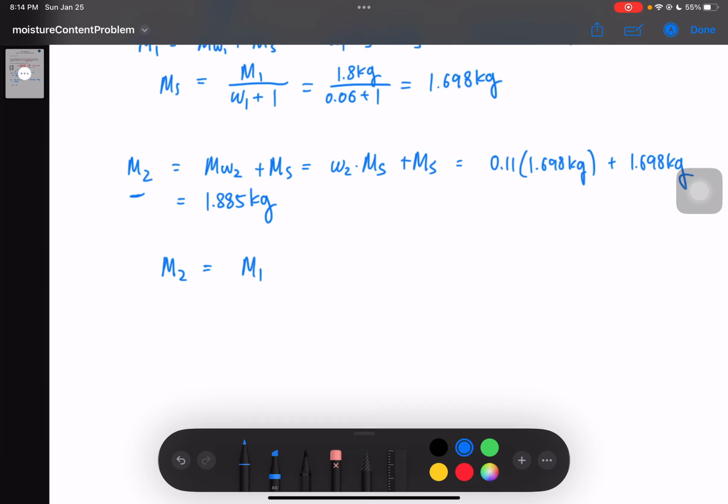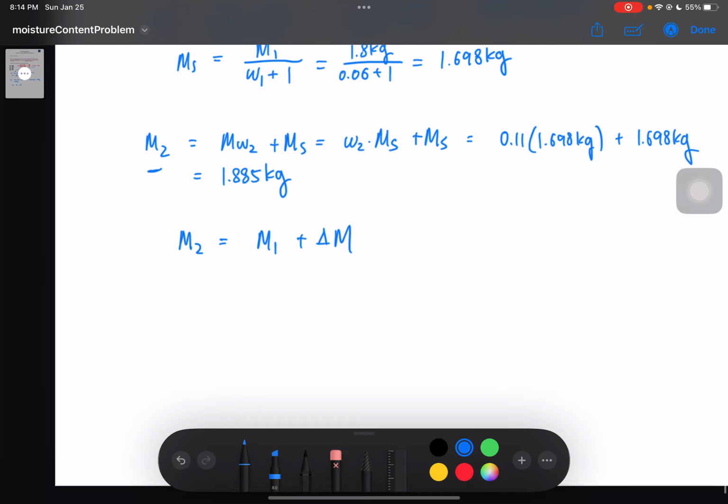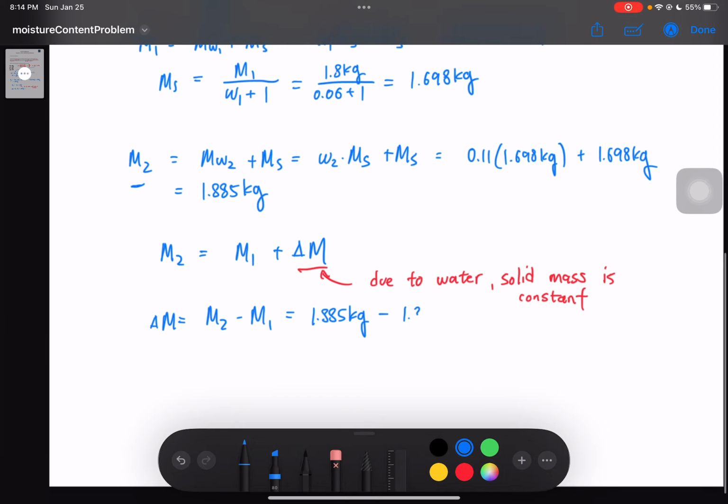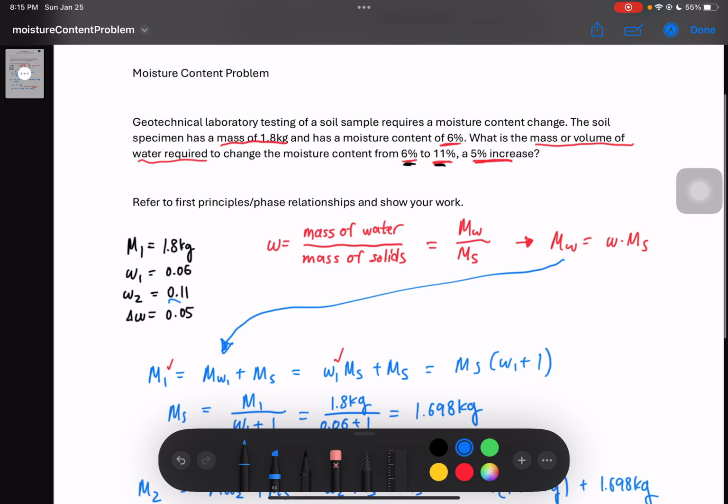So now that we have our final mass and our initial mass, we could say that the final mass is basically just the initial plus a change in mass. And we will assume that this change in mass is due to water, just due to the moisture content change. So our solid particles mass is constant. Okay, so let's solve for delta M, which will be delta M equals M2 minus M1. Sub in our values: M2 is 1.885 kilograms minus M1, which is 1.8 kilograms. We will get 0.085 kilograms. So this change in mass is only due to water. This is the mass of water required to change our moisture content from 6 to 11%.